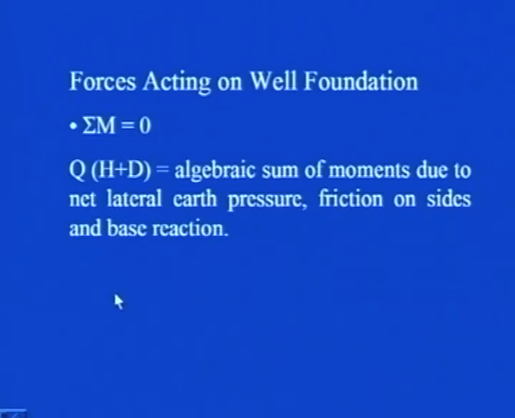And then the third one is that summation of moment about any point has to be equal to 0. So, that will result into Q times (H plus D) is equal to the algebraic sum of moments due to net lateral earth pressure, friction on sides and base reaction. So, you have to pick a point at which you want to take the equilibrium of moment, and then for all the forces that are acting on the well foundation, you have to consider the moment generated about that point due to all these forces, and then you will be able to get this resulting equation.